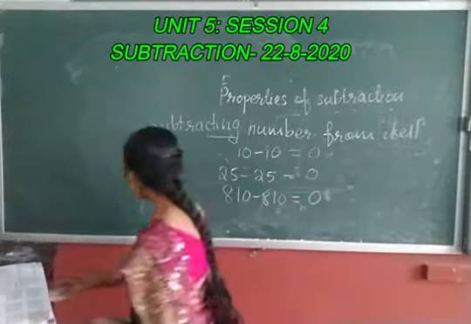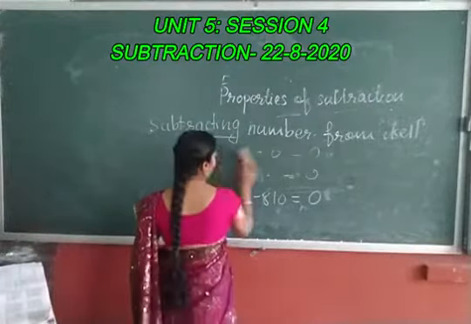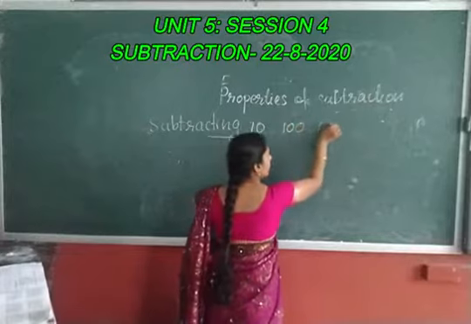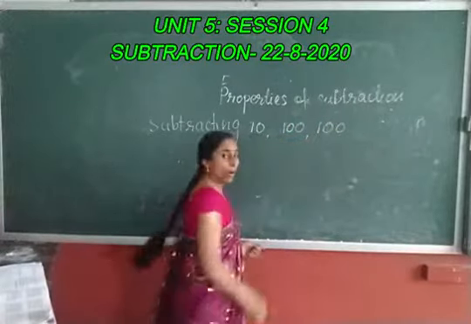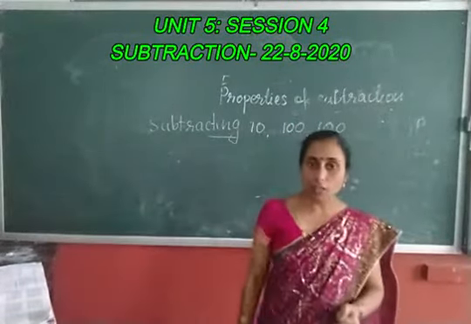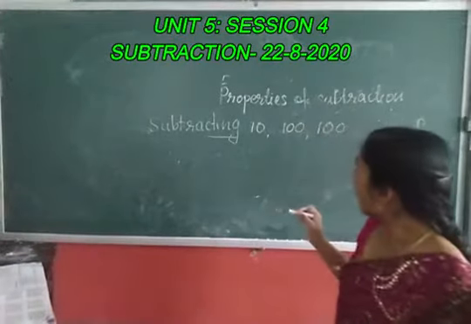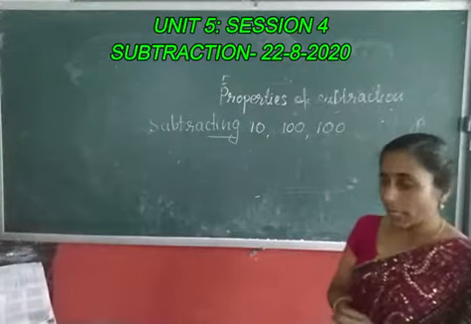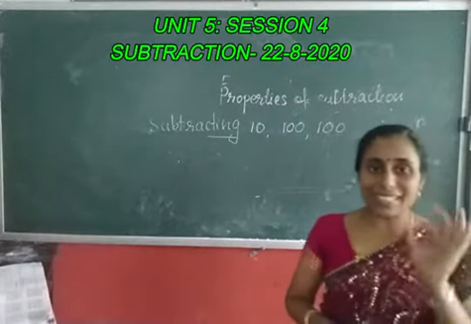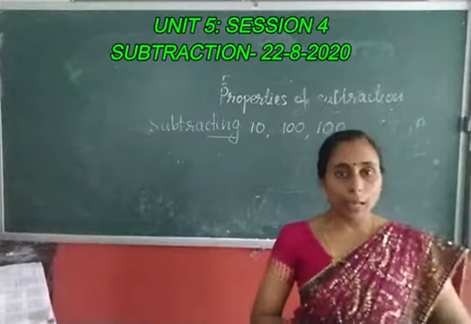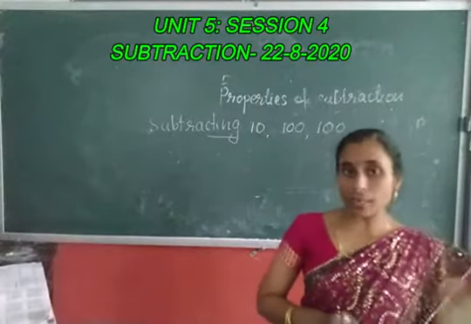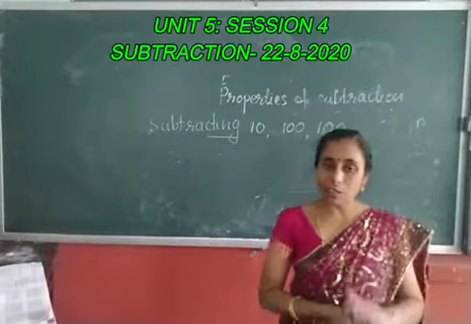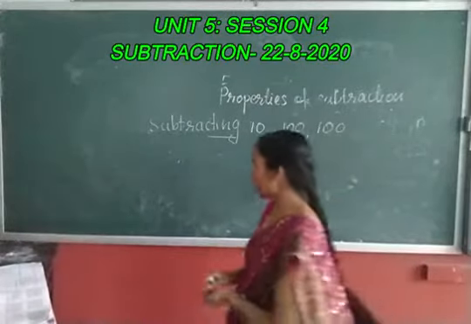Then subtracting 10, 100 and 1000. As we have already learned, addition by 10, 100 and 1000. In addition by 10, only the tens place increased by 1. Addition by 100, only the hundreds place increased by 1. Remaining all places are equal. Addition by 1000, only the thousands place increased by 1.